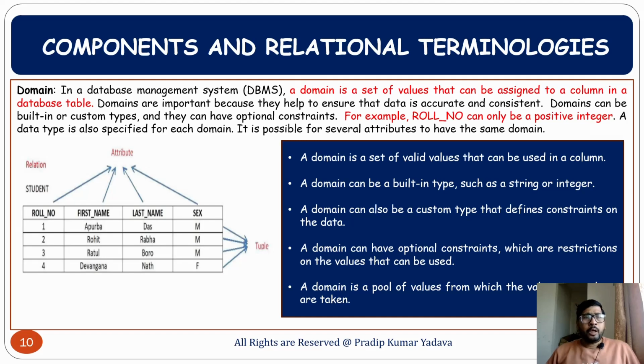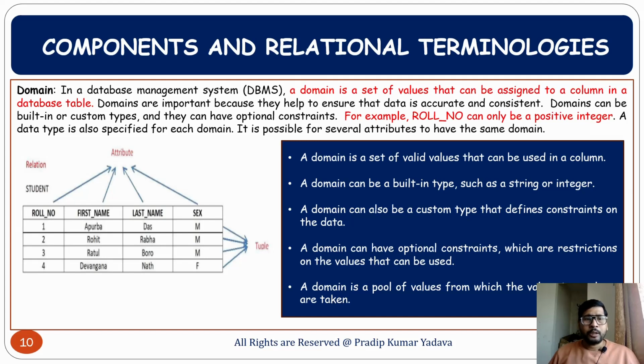Okay. So basically in a database management system, a domain is a set of values that can be assigned to a column in a database table. In layman's language, domain means data type. When you are creating a table, for every column you need to specify the data type. Data type means that particular column can accept data as per its data type. Suppose I am creating ID mentioning integer, it means that particular column only stores integer values. If I provide a character, that will generate an error.